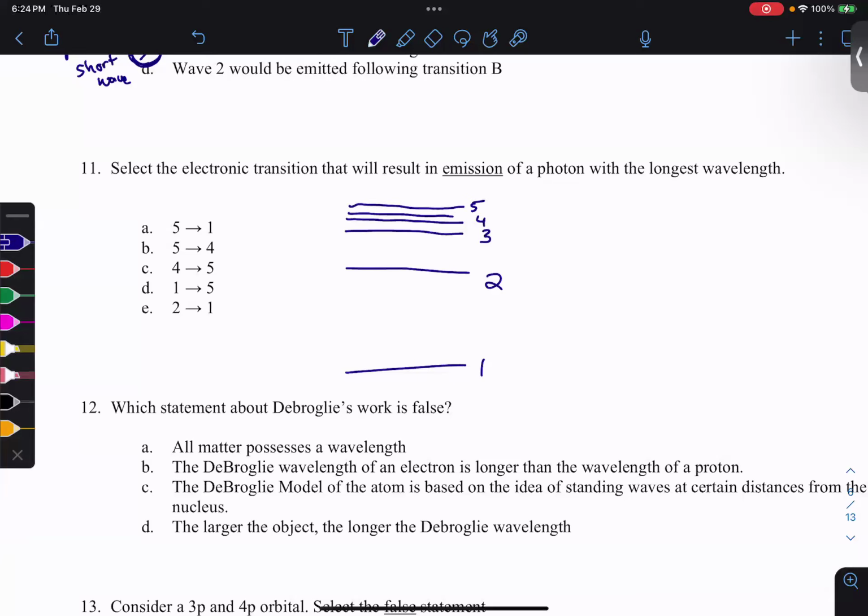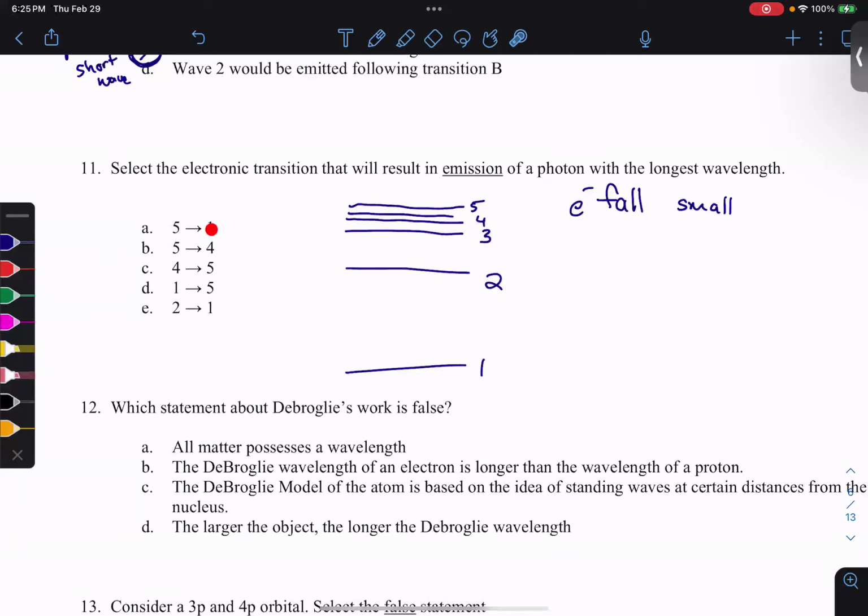So if this is emission, if light is being emitted, how is the electron moving? Is it going up the ladder or down? Yep, it is falling. So you're looking for an electron falling. Longest wavelength means what in terms of energy? Small energy. So we are looking for a small fall, little fall. So let's just do process of elimination. We only want the emission one.